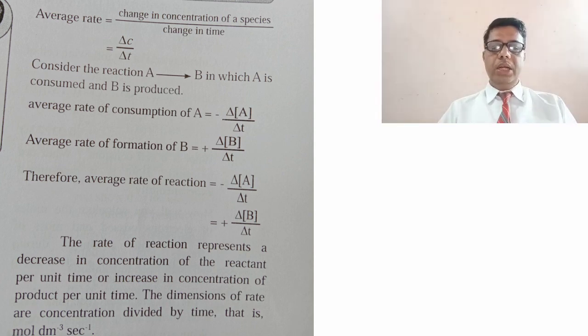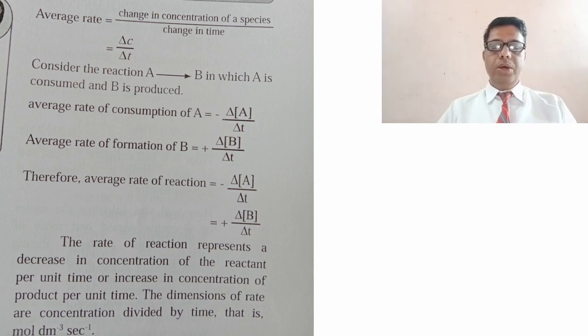So what does the negative sign indicate here? The negative sign indicates that there is a decrease in concentration of reactant per unit time. As time goes on, there is a consumption of reactants, that is A, or one or two reactants. So there is a decrease in concentration, so we take the negative sign here. The meaning of the negative sign is not that the values of concentration are negative, but it is a sign only for decrease in concentration of the reactant per unit time.